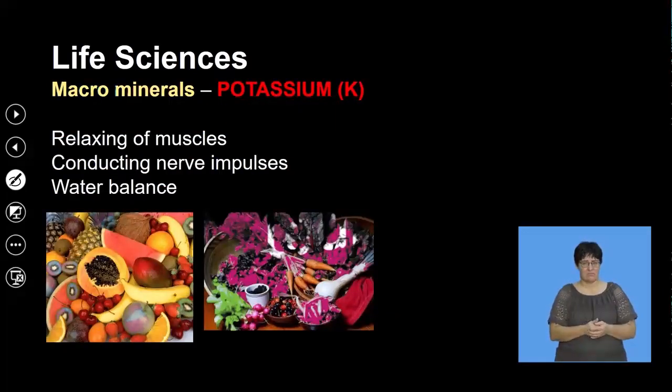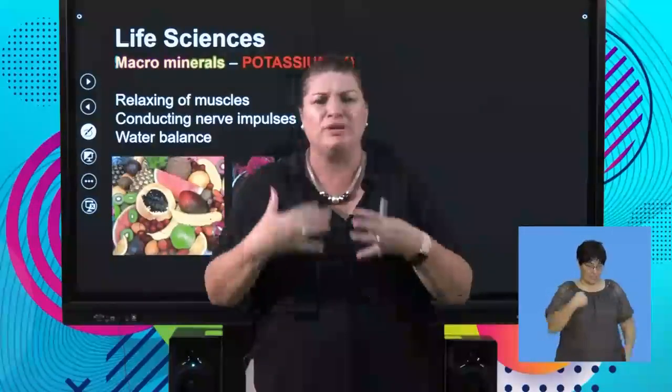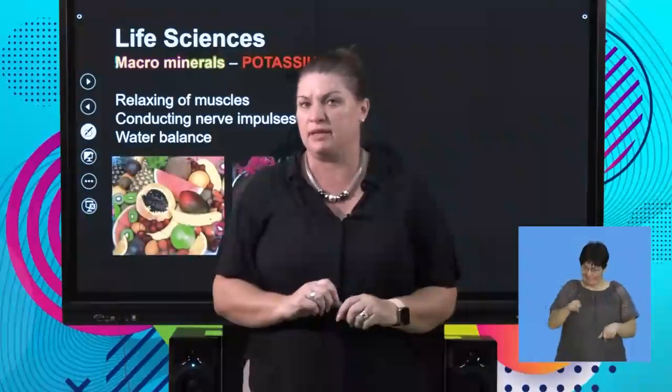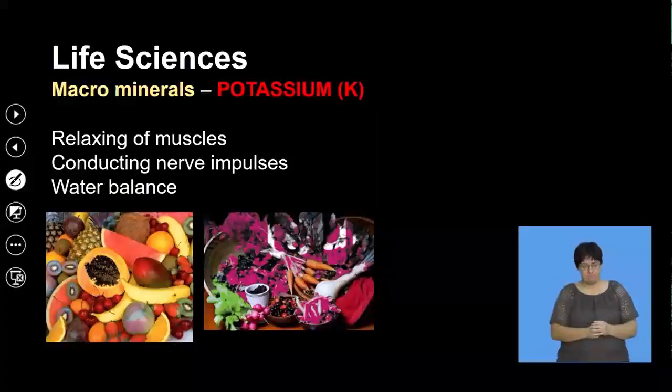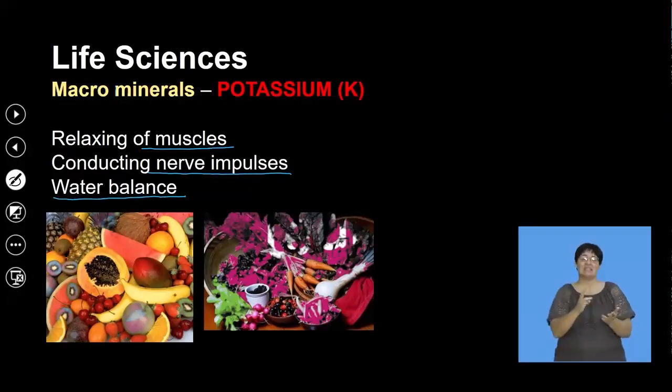Okay, guys, the next one is potassium. We do it with a K. Now, potassium is the most important ion in the body. Although we don't always hear about it, things need to be balanced, and this is one of the important things. But let's have a look at what it does. Here, look at relaxing of muscles. Once again, we've got muscles, we've got nerves, so the brain and everything working, and water balance.